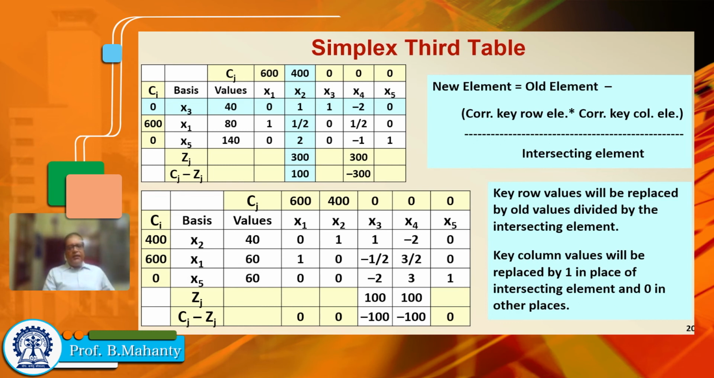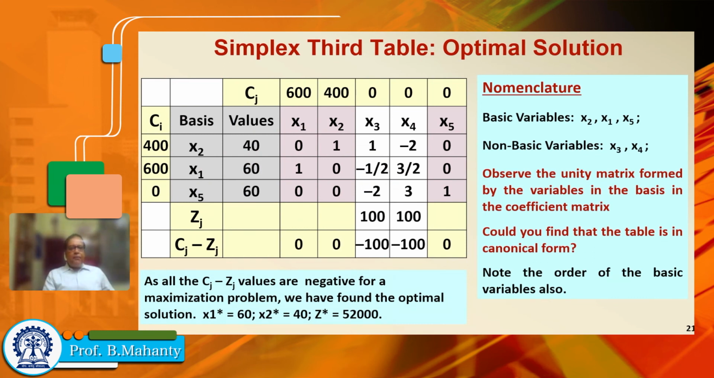See, one very interesting thing to note here is that it is a maximization problem, and now we have got both the cj minus zj values as negative. So what does that mean? It means that the optimum solution is obtained, because once all the cj minus zj values are negative, there is no point bringing them into the basis. They will not improve the solution, they will only deteriorate it.